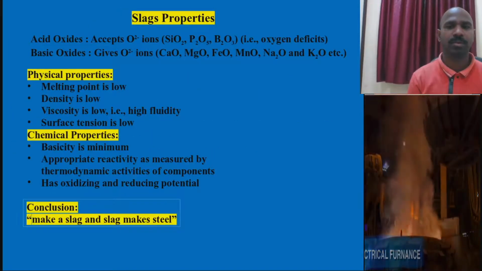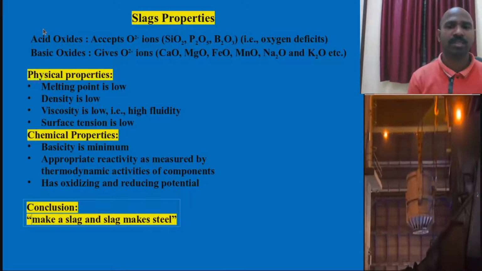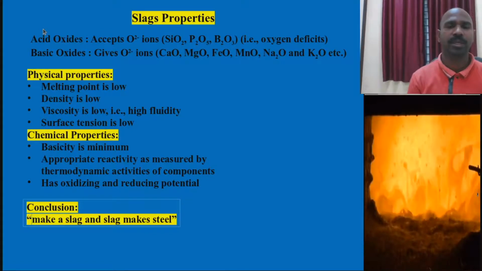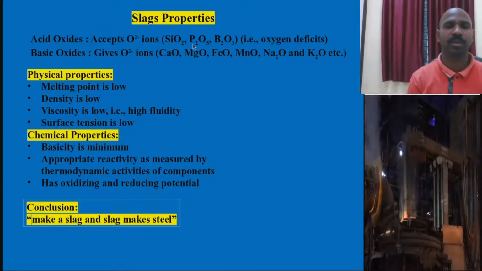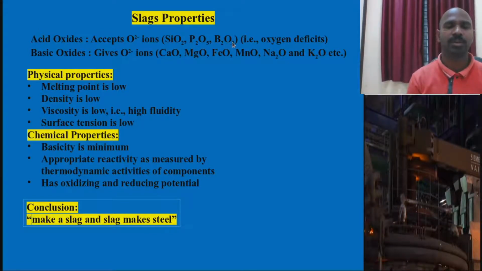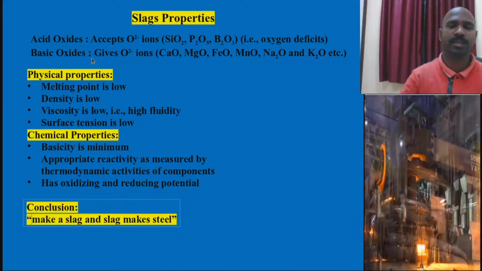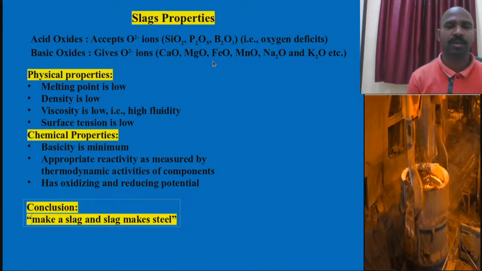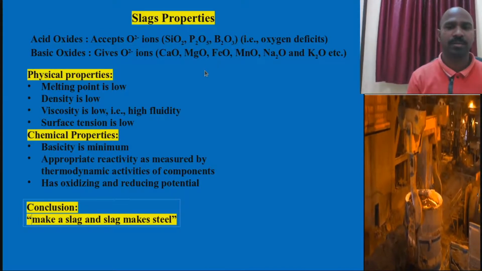And what are the slag properties? Broadly it is divided into acid oxides and basic oxides. Acid oxide examples are SiO2, P2O5, B2O3 and so on. Basic oxide examples are CaO and MgO. A neutral oxide example is CaF2. You need to remember these things.